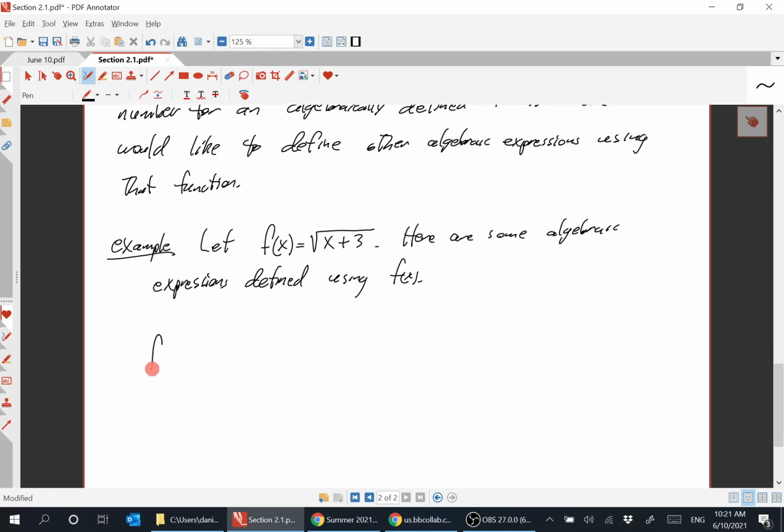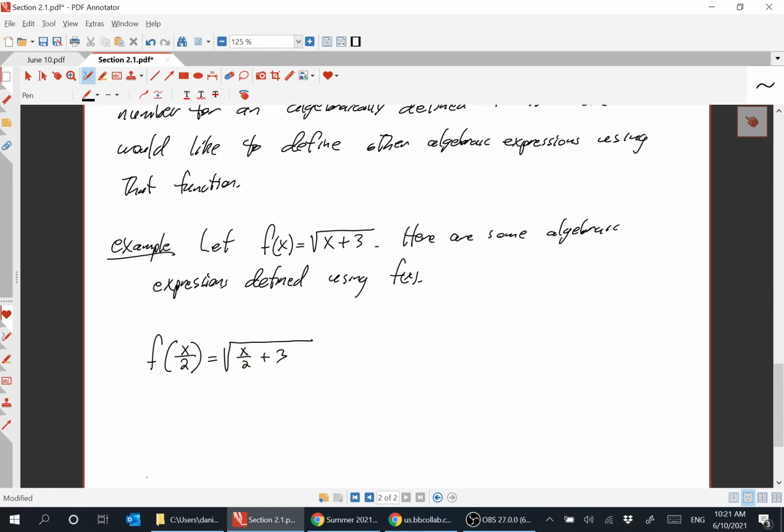So suppose I wrote this, f of x over 2. What does this mean? This means at every place where I see x, I will replace that with x over 2. So then this simply becomes x over 2 plus 3.